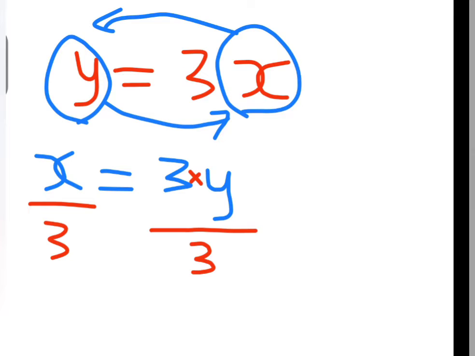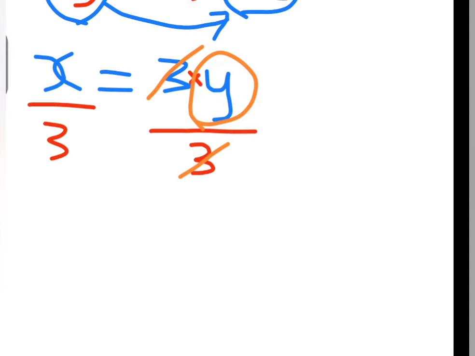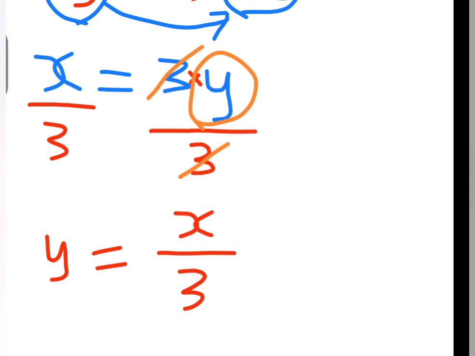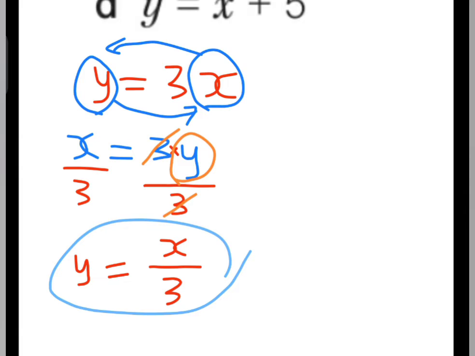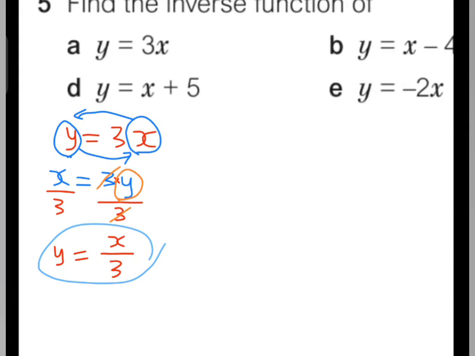Now, when you divide, 3 will go with the 3 as a simplifying, because 3 divided 3 is 1. And the answer will be y equals x divide 3. So y equals x divide 3. And this is the final answer, or the inverse function of this function. Now, these steps are very easy. If you focus on them and follow the steps, you will find the inverse function. This is the answer for A.